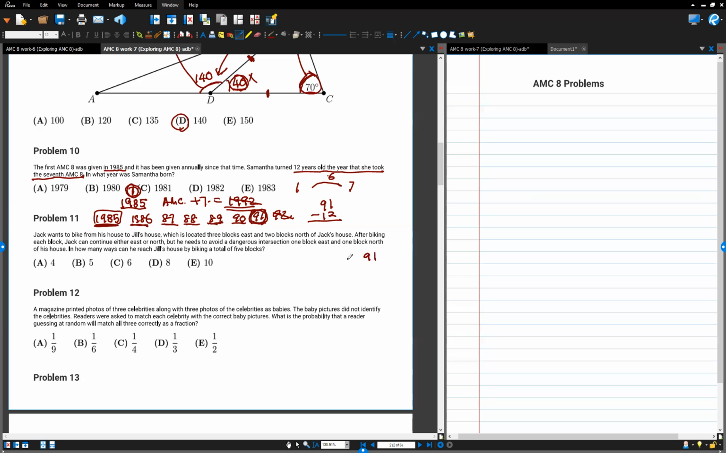So from 91, going back: 90, 89, 88, 87, 86, 85, 84, 83. Don't be confused, okay? This is 12, 11, 10, 9, 8, 7, 6, 5, 4, 3, 2, 1. Born is year 0. That's why we subtract 12. No problem at all. So 1979 is the answer. Is it okay? 0 years.